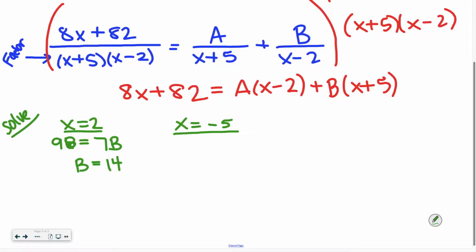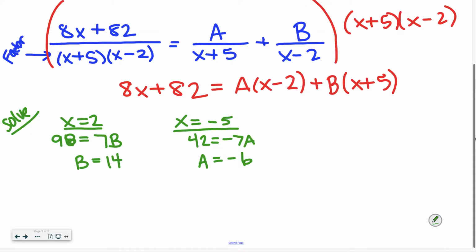What should we plug in next? -5. And if we plug in -5, on the left side we would have 42. He says with enthusiasm. This would poof disappear, and we would have -7a. So a would be, when I plug -5 in for x.